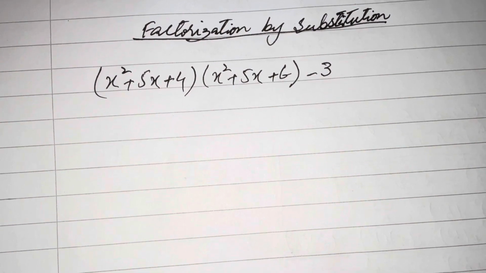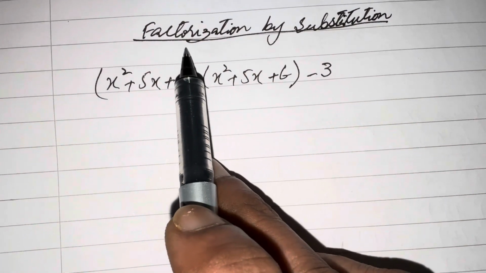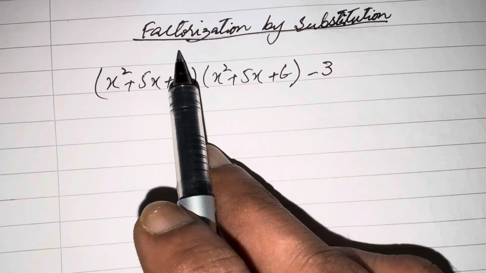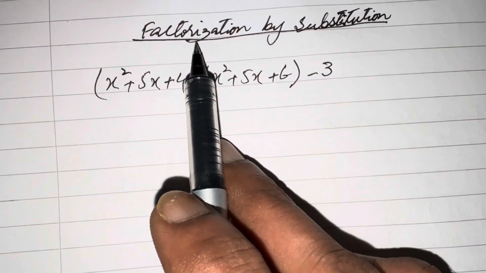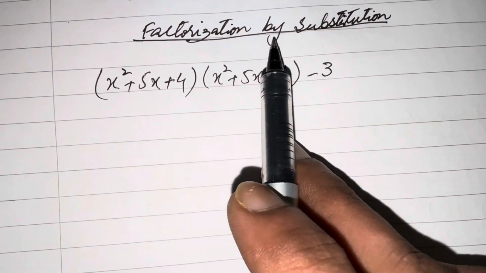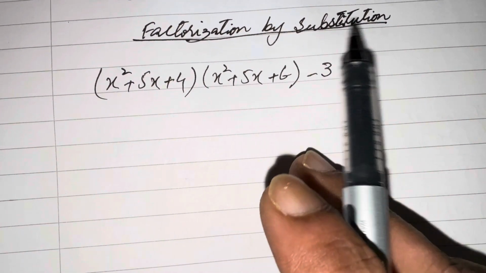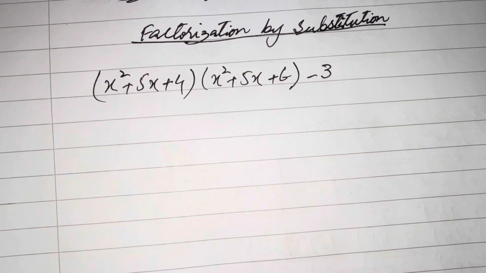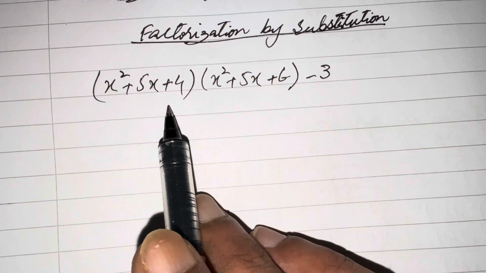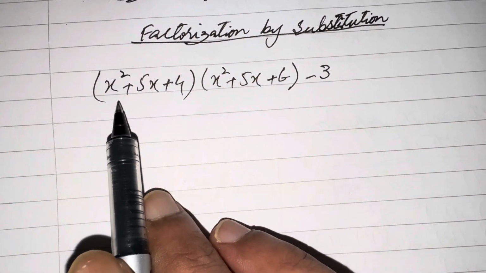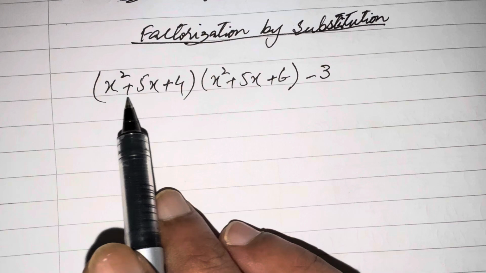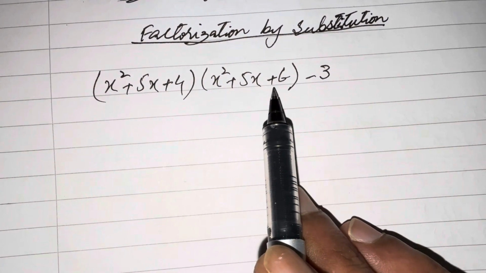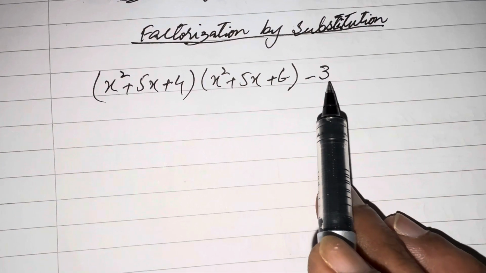So today's video is about factorization, but it's a new method that we are going to use in factorization. It's called factorization by substitution. So in these kinds of questions, we get expressions like x squared plus 5x plus 4 into x squared plus 5x plus 6 into minus 3.